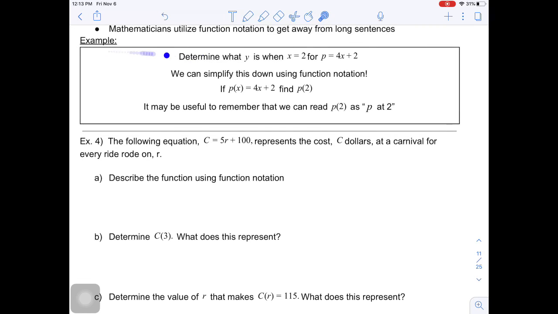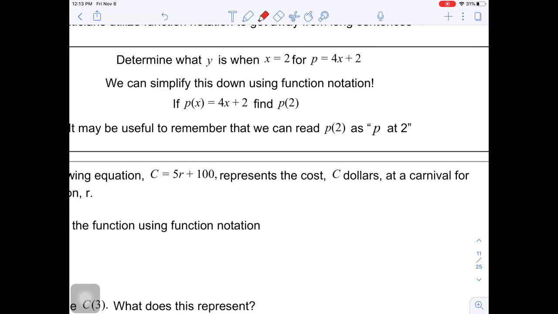So for example here, determine what y is when x equals 2 for p equals 4x plus 2. That's a type of question that you would be able to answer by the time you finish grade 9. Okay, so here we simply just plug in x. We plug in 2 for x. Okay, here we can totally simplify it.